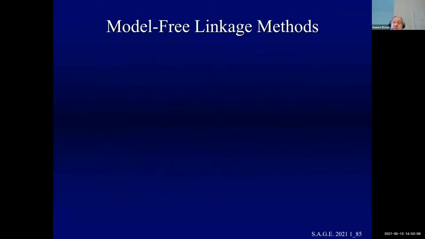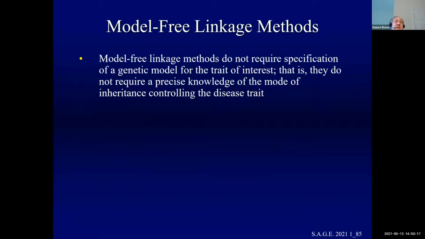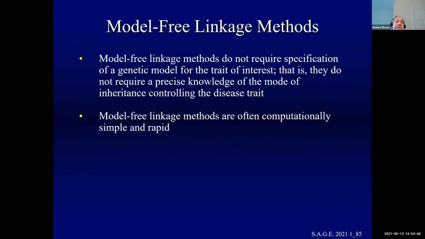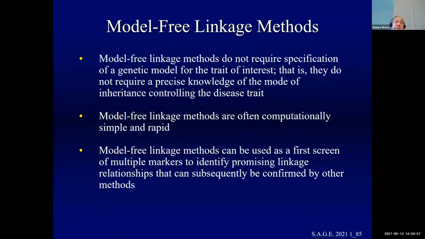So what are the model-free linkage methods? Model-free linkage methods do not require specification of a genetic model for the trait of interest. They do not require a precise knowledge of the mode of inheritance controlling the disease trait. That's the whole point. Yes, there are parameters somewhere, because if you're estimating or testing, you must be estimating or testing a parameter. But it's model-free in that there is no genetic model being assumed. Model-free linkage methods are often computationally simple and rapid. For that reason, they can be used as a first screen of multiple markers to identify promising linkage relationships that you can then subsequently confirm by other, maybe model-based methods with more power.